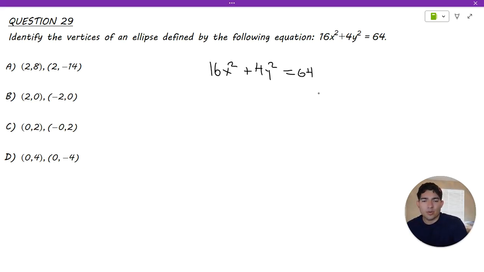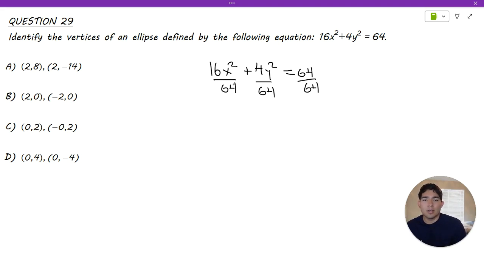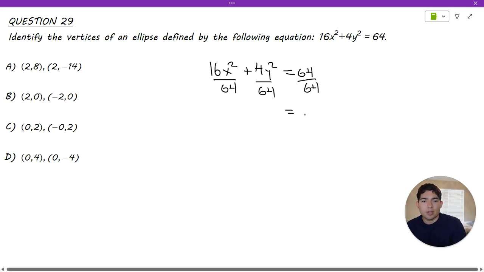I'm just going to rewrite the equation here for us. We actually had this one earlier in one of the problems. We're going to divide everything by 64 once again, because remember, for the standard form of an ellipse, the right side always needs to have a 1 in that place. In this case, we're going to end up with a 1 there, and then we're going to end up with x squared over 4 plus y squared over 16.